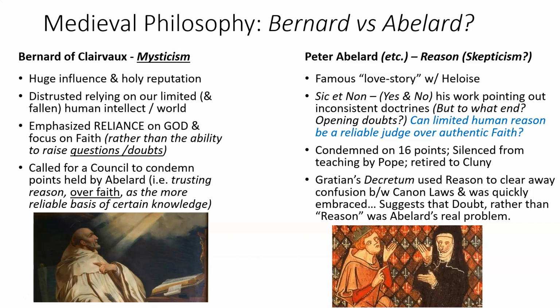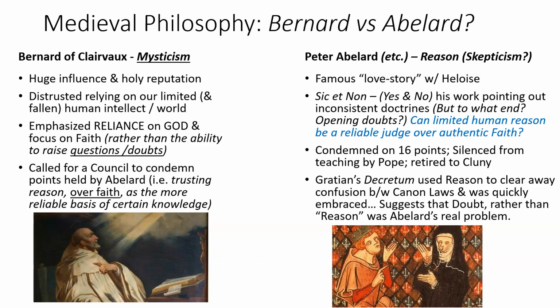So, the question arises, can a limited human reason truly be a reliable judge over authentic faith? And of course, Bernard is trying to counteract this idea of trusting doubt as opposed to trusting faith, right? And so, through that council, Abelard is condemned on 16 points. He is silenced by the Pope, and he retires to Cluny. And he's not someone that's against the faith, but he's more for his own thought and his own seeking out, a little bit like an intellectual itch, someone who's insatiably curious and always uses doubt as their means.